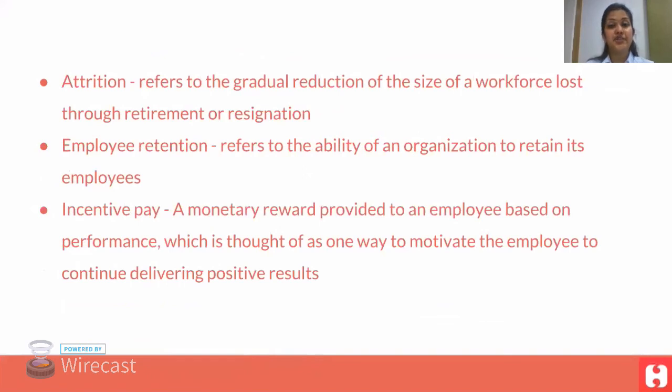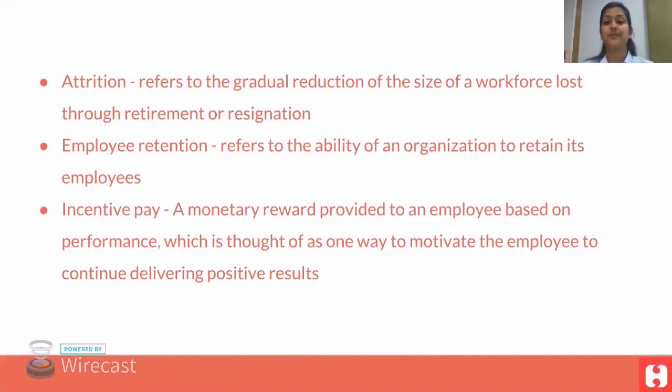Attrition. Attrition refers to the gradual reduction of the size of a workforce. They can be lost through retirement or resignation. So when we say the attrition rate is very high in this company, that means a lot of people quit that company very often, or they're resigning from that company very often. That is called attrition.